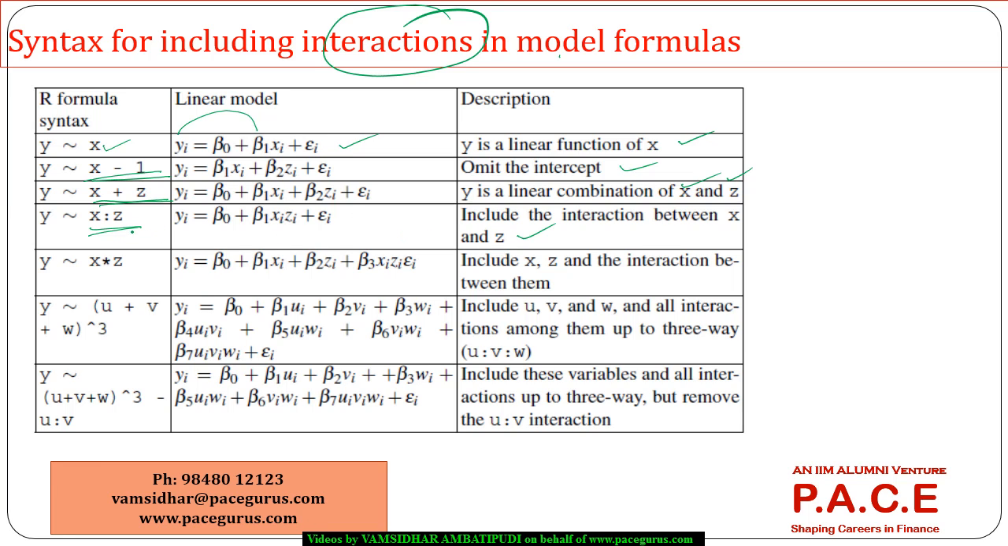X plus z is not included here. Then when we are talking of x star z, we are talking of both the things, x and z, the main effects, as well as the interaction between them.